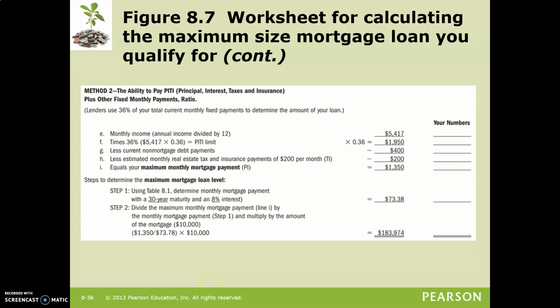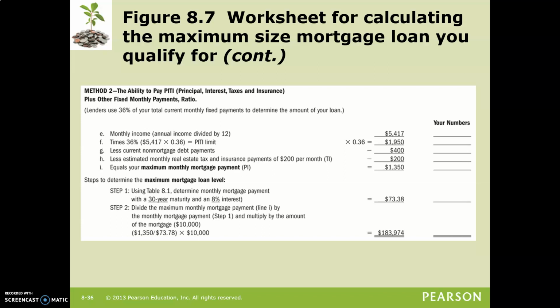Alright, as a continuity from the previous video, first one is the steps to determine the maximum mortgage loan level. Using Table 8.1 from the previous slide, determine your monthly mortgage payment with a 30-year maturity at 8% interest. That will give you your monthly payment at 8%, that is 73.38, and divide the maximum monthly mortgage payment in line 1 by the monthly payment in step 1. Multiply the amount with the amount of mortgage of 10,000.